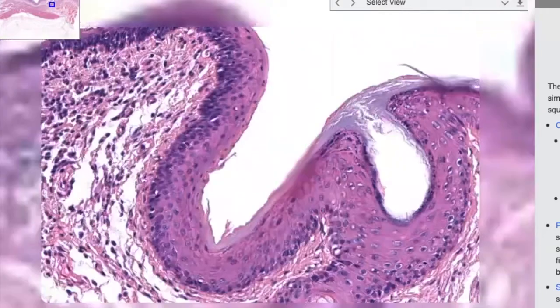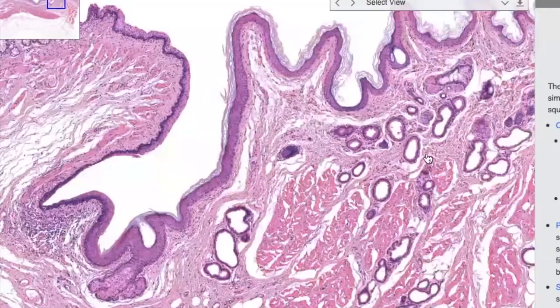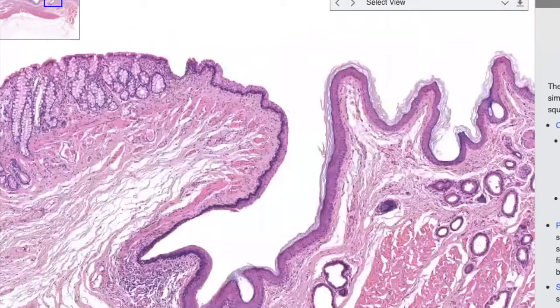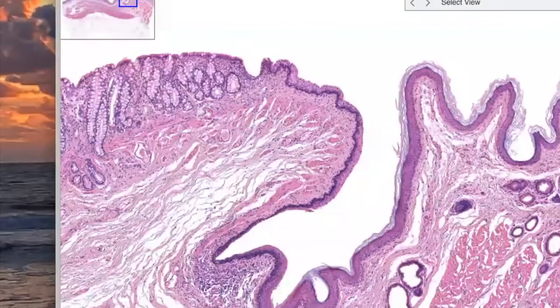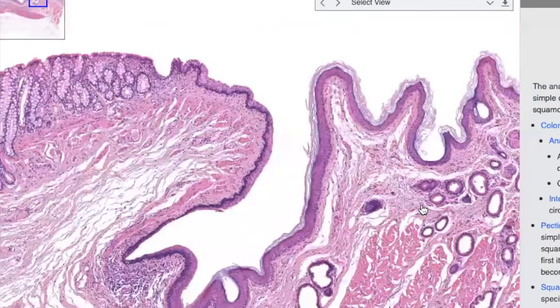Okay, so that's your recto-anal junction, right? And thankfully, we won't discuss anal glands or anything like that, because it's gross and why bother, right? All right, so that's it. That's it for your histology of the digestive system. Most of your histology is going to be on that. There's a few blood vessel ones, but otherwise, these are what you want to know for that.